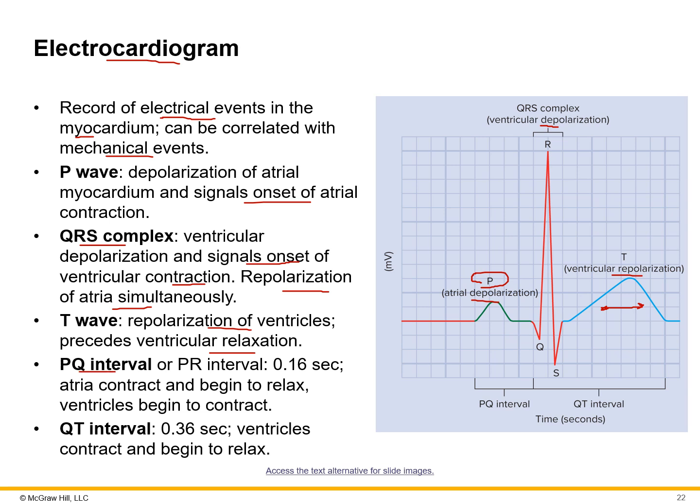So then we have this PQ interval, or just PR interval. So it's about 0.16 seconds. And this is when the atria contract and begin to relax and the ventricles begin to contract. So that's that time that it takes from the atria contracting to the ventricles contracting. It's called the PQ or PR interval. And then finally the QT interval. So this is when the ventricles contract and begin to relax. So how long those ventricles remain contracted is the QT. How long the atria are contracted is the PQ or PR.